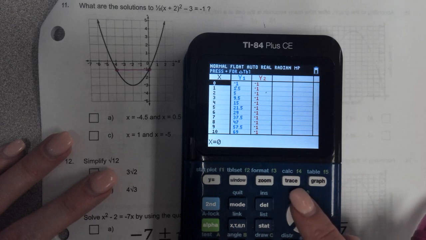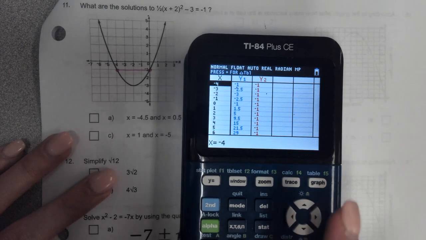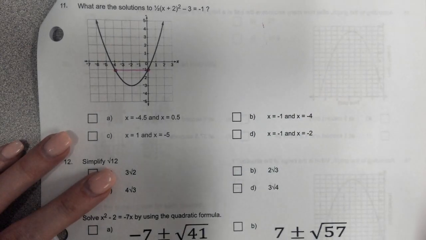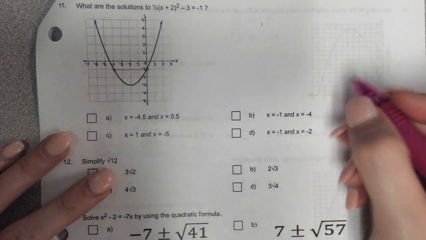So it is at 0. And is that negative 4? Yep, 0 and negative 4. Am I just missing it? So this should be 0.